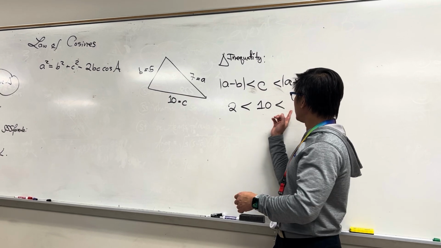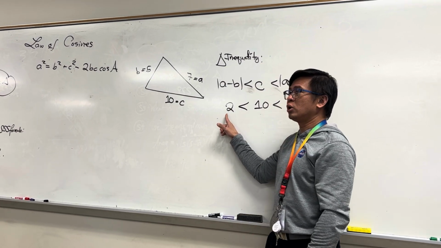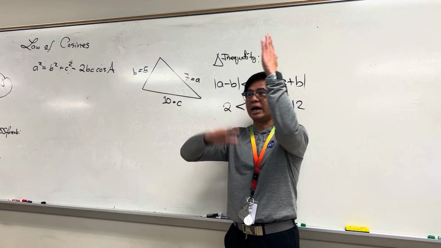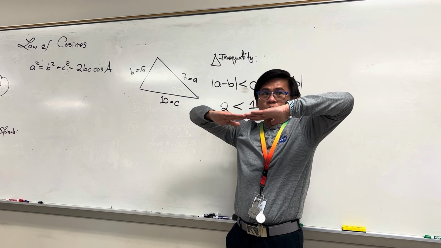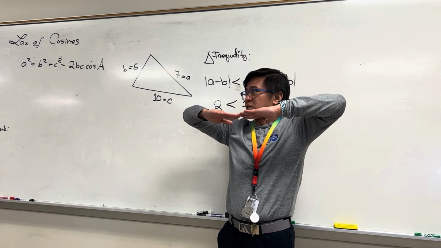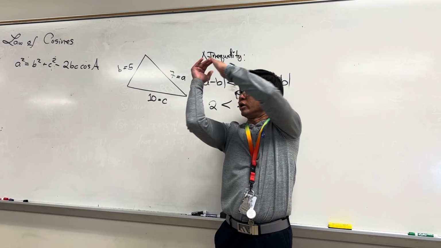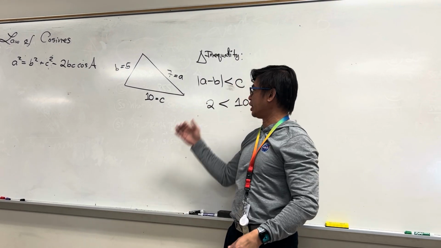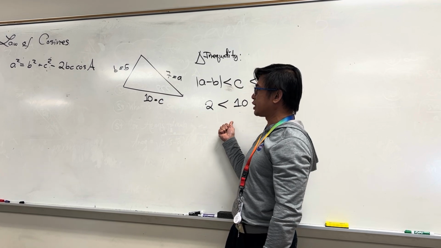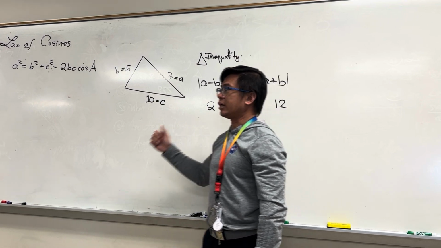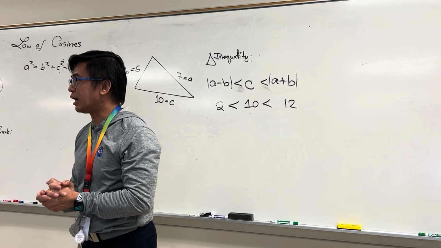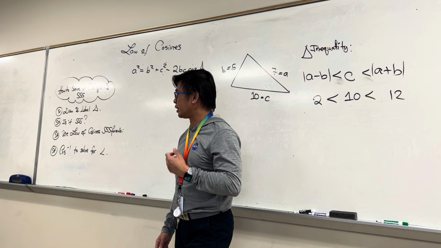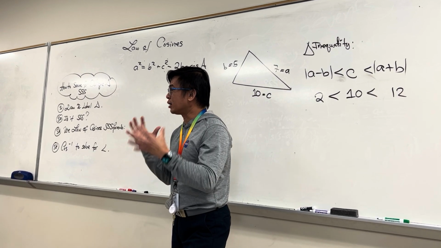Because otherwise, if it's more than 12 or less than 2, then in the first place, we don't have a triangle at all. Either it's going to be this one, which is basically just a line segment, or this one, which is not a triangle at all. So for it to be a triangle, the third side should be in between the sum and the difference of the other 2 legs. Other than that, there's no triangle in the first place. Triangle inequality.